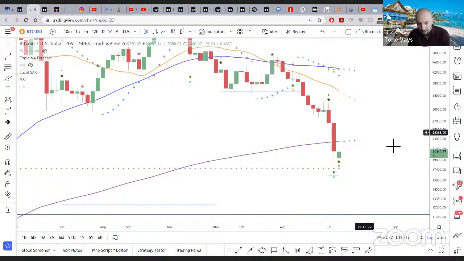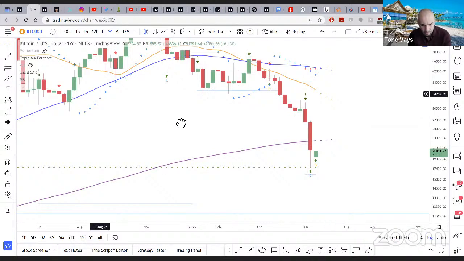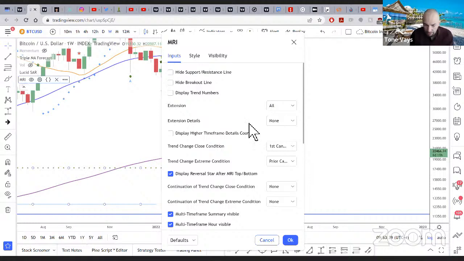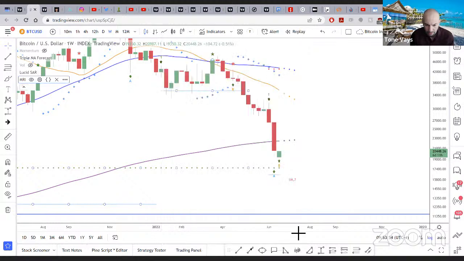So what we have now, let me display this. And all of this is explained in the tutorial video, by the way, guys. Display higher time frame detail counts. Yes. Oh, I can only do higher time frame. Okay, got it. So the monthly has a couple more months to go. Interesting on the MRI before we get an MRI buy.